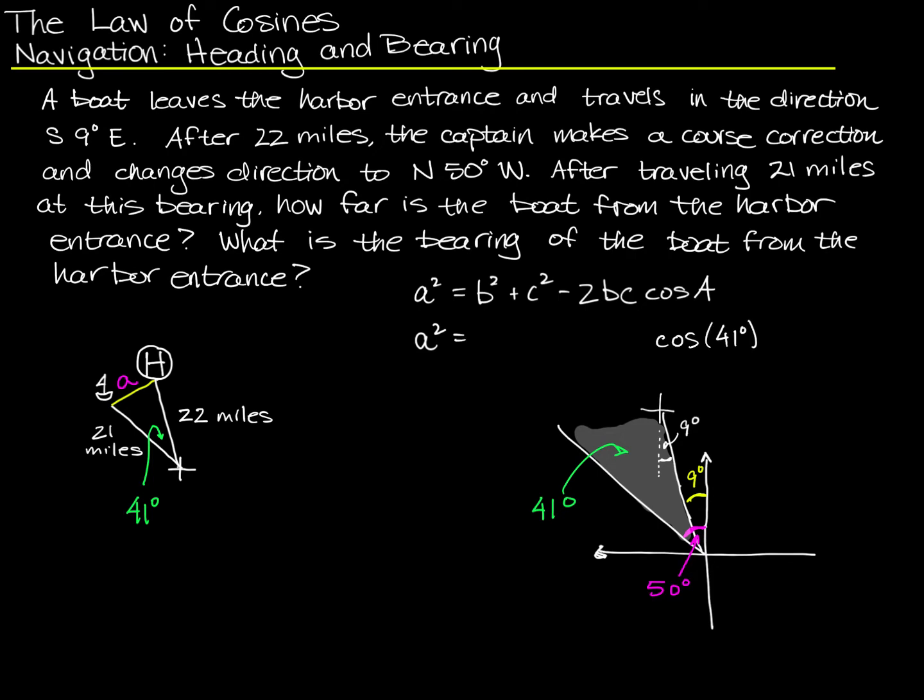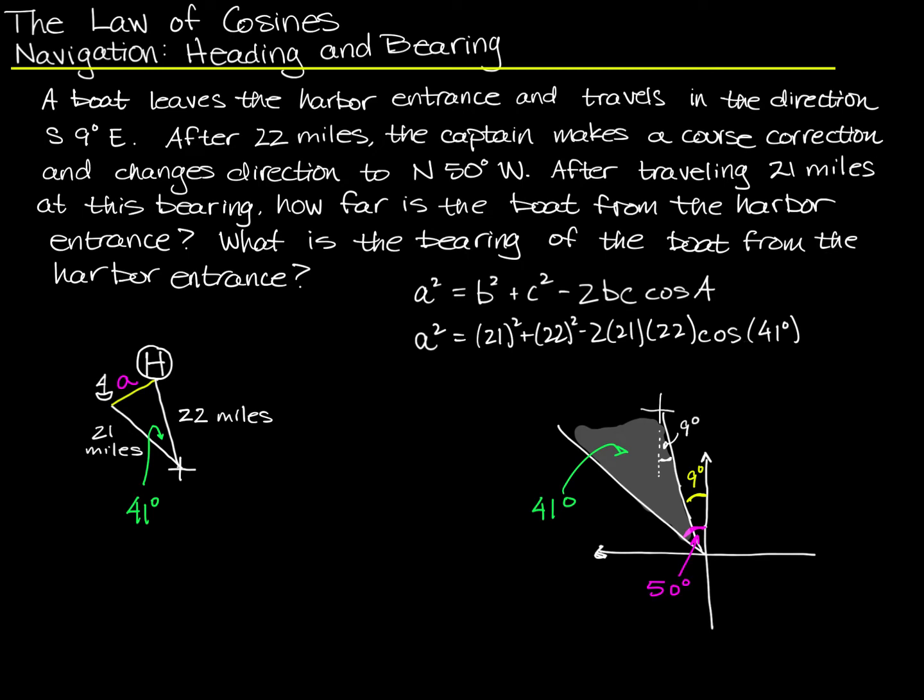Now B and C can be either of these other two sides. So B and C are 21 and 22 respectively. So I'll call this 21 and 22 minus 2 times 21. I've run out of room. Times 22. And the rest is calculator work. Remember to make sure that your calculator is in degree mode.